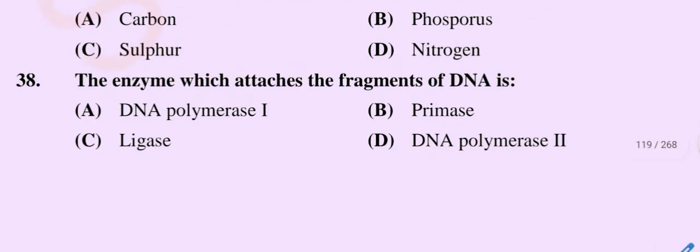Question number 38. The enzyme which attaches the fragments of DNA is called option A DNA polymerase 1, option B primase, option C ligase, option D DNA polymerase 2. So the correct option is option C ligase. The enzyme which attaches the fragments of DNA is ligase.